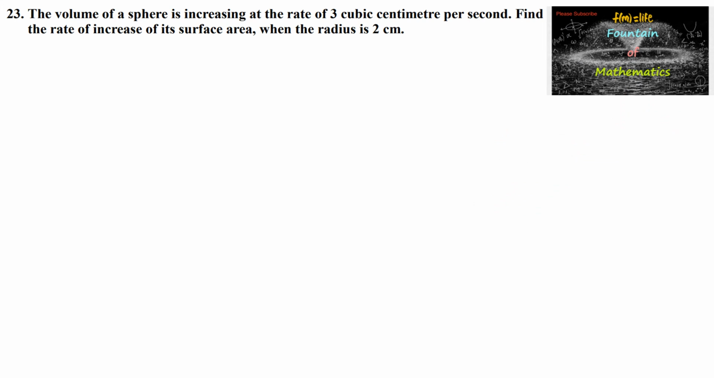The volume of a sphere is increasing at the rate of 3 cubic centimeter per second. Find the rate of increase of its surface area when the radius is 2 centimeter. So, given, let us consider V be the volume of a sphere whose radius is r.